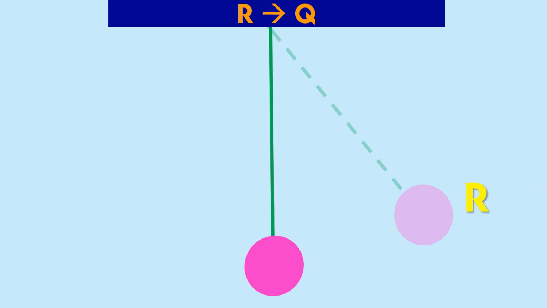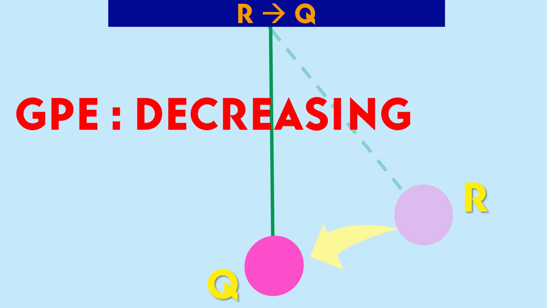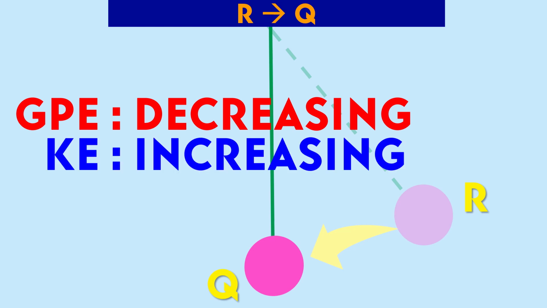When it moves from R to Q, the gravitational potential energy of the bob is decreasing because the height is decreasing. The kinetic energy is increasing because the speed of the bob is increasing.